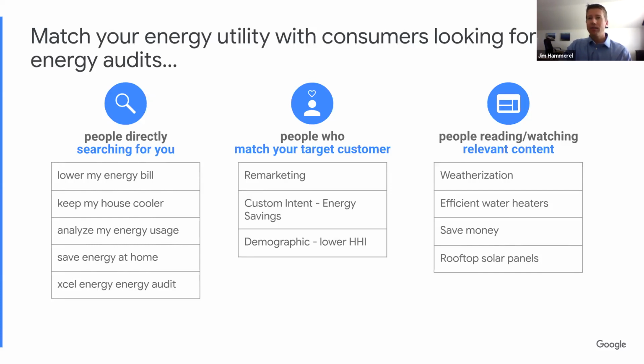And then obviously targeting people based on relevancy. So, if they're on web pages or visiting sites that deal with things like weatherization, energy efficient appliances, saving money, or even doing things like installing solar panels to save on energy costs. Those types of things we can hit and target people with either GDN or TrueView ads.